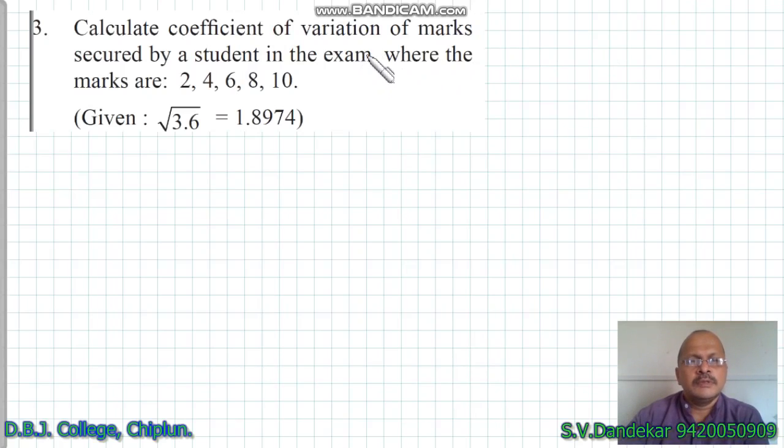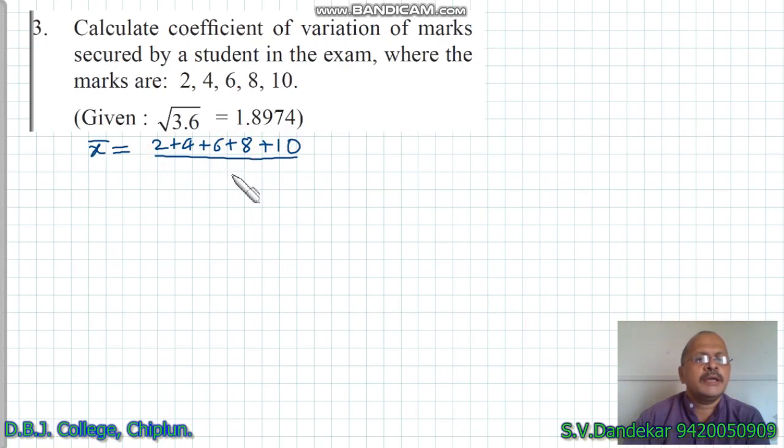Let us solve this third problem. Calculate the coefficient of variation of marks secured by a student in the exam, where the marks are 2, 4, 6, 8, 10. Firstly, we will calculate x bar. X bar is equal to 2 plus 4 plus 6 plus 8 plus 10 divided by 5, equal to 30 upon 5, equal to 6.